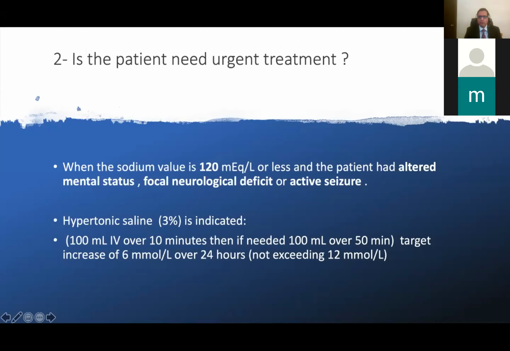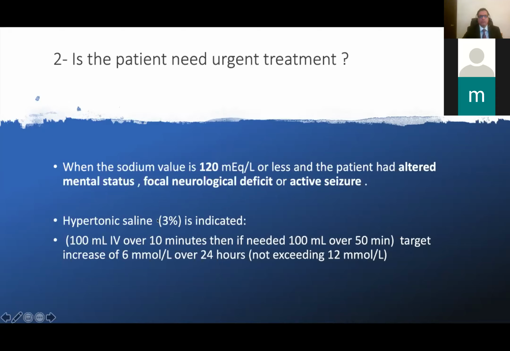So this is basically the types of hyponatremia. Then, as we said, the second question is: does this patient need urgent treatment? As we know, hyponatremia can cause life-threatening complications such as altered mental status, focal neurological deficit, and active seizure. So when does my hyponatremic patient require urgent treatment? If the sodium level is less than 120 milliequivalents per liter, plus one of those 3: either altered mental status, focal deficit, or active seizure. So how do I treat my patient in this scenario?